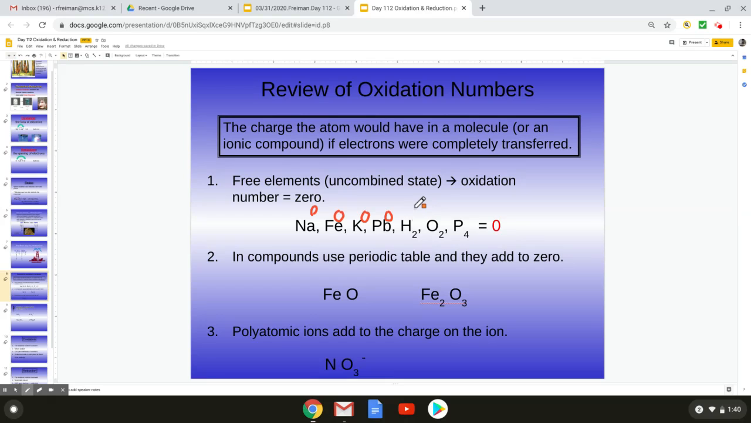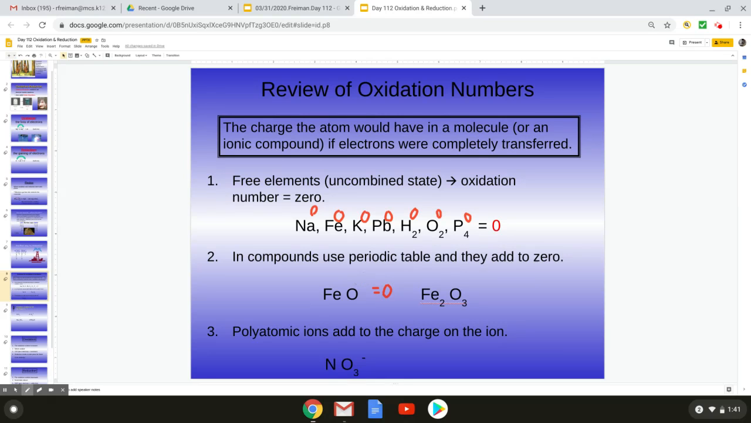Our diatomics, H2, it's by itself, oxidation state of 0. O2 by itself, oxidation state of 0. P4, it's just phosphorus by itself, 0. Now in compounds, we have to use our periodic table and we have to add things up to make sure they add up to 0 for their charge, because molecules don't have a charge. They are neutral. So the charges have to add up to 0. You'll remember we did this a few months ago.